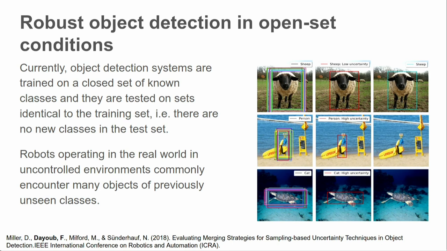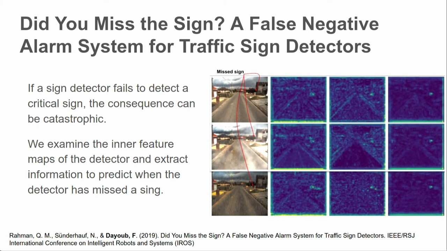The other paper, from 2019, presented at IROS this year, is about our early work on a false alarm system, where we monitor a traffic sign detection system, and we raise an alarm when we detect that the object detection system is misdetecting objects. It's a harder problem than when you detect an object and say it has a different label. It's different from that problem.